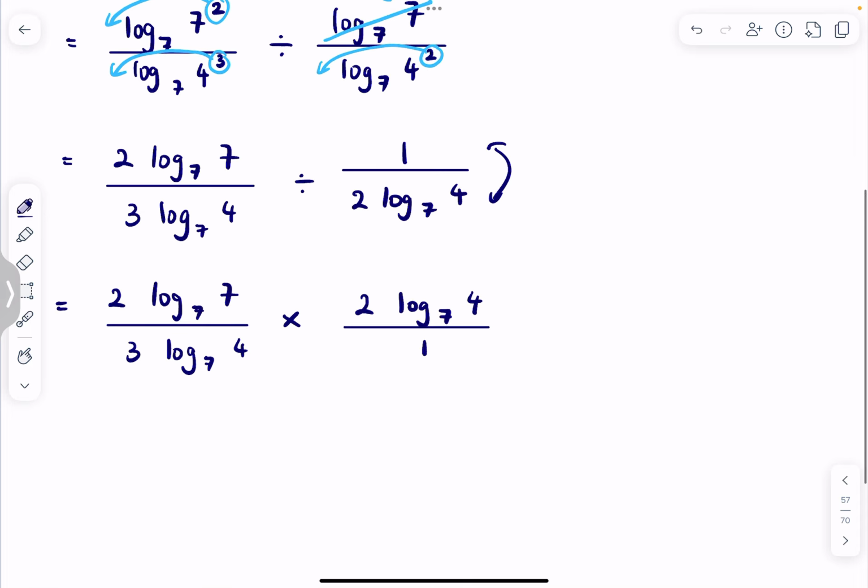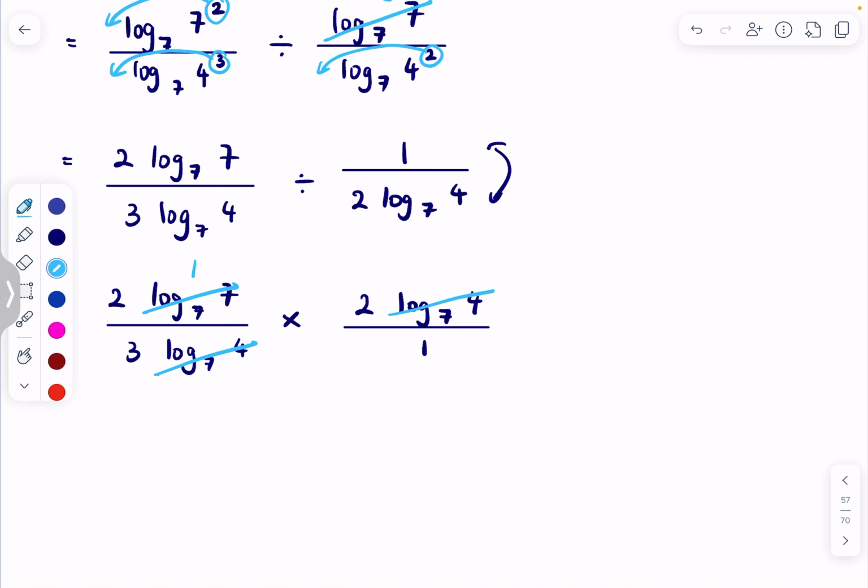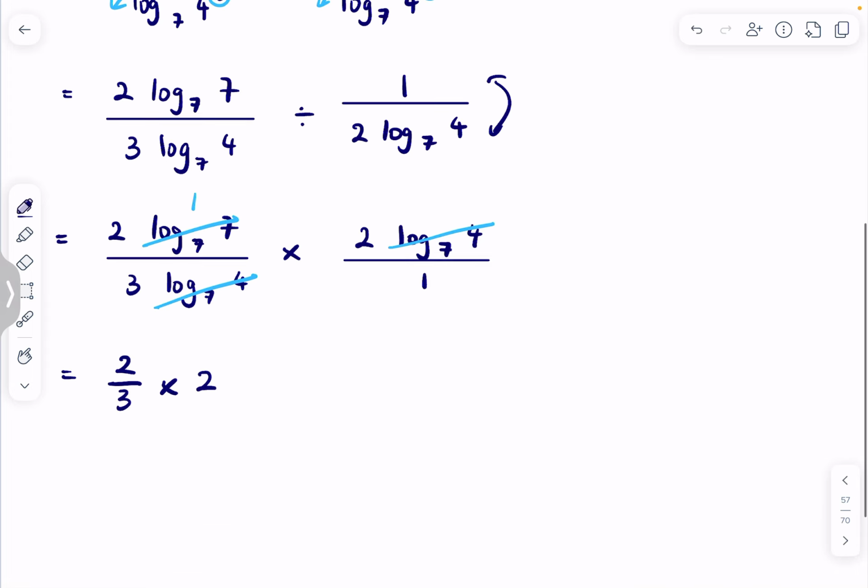Log 7, 7 here, this is just 1. Then log 7, 4 and log 7, 4 we can cut. So this leaves us with 2 over 3 times 2. This one is 2 times 1, which is just 2. And then 3, 3, 2, 2. So 2 over 3 times 2, we get 4 over 3. Done.